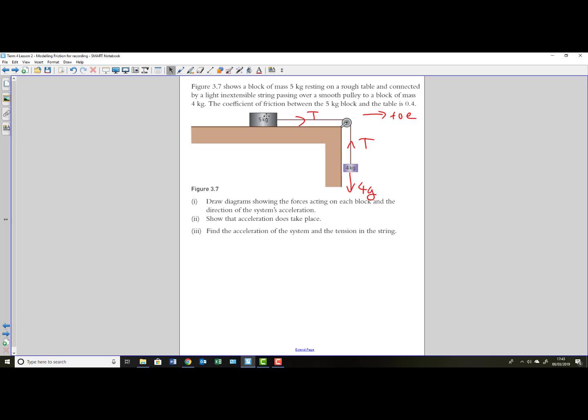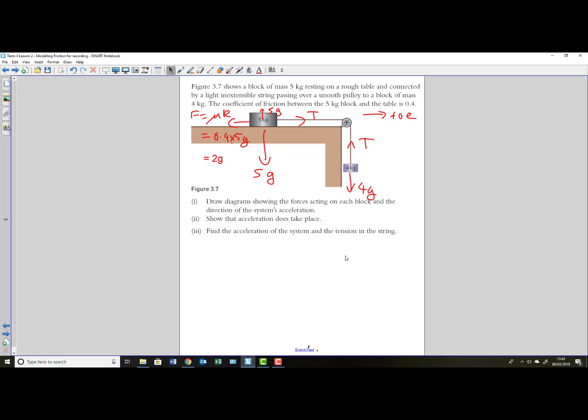Now, the block on the table of 5 kilograms. There's obviously weight acting downwards, 5g, normal reaction acting back upwards, also 5g because it's a horizontal table, and friction dragging it back against the direction of the motion. And using the equation we learned last time, we know that F equals mu R, where mu is the coefficient of friction and R is the normal reaction. 0.4 is the coefficient of friction, so 0.4 times 5g, the normal reaction, gives us a frictional force of 2g.